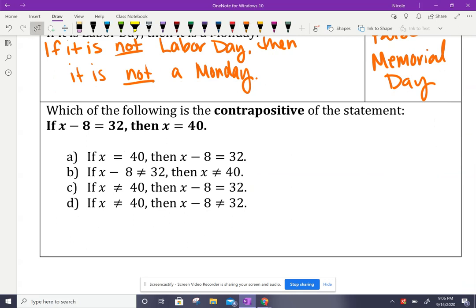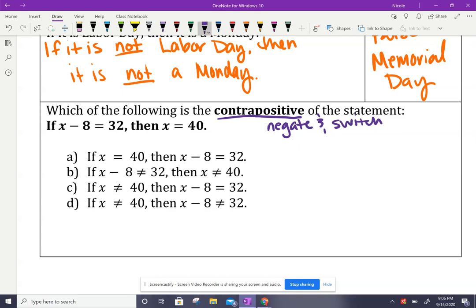One last example, and I'll let you go. This one says, which of the following is the contrapositive, which tells us to negate and switch the statement? So it says, if x minus 8 equals 32, then x equals 40.